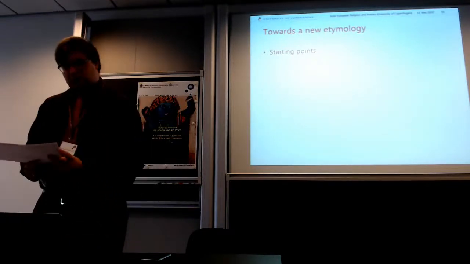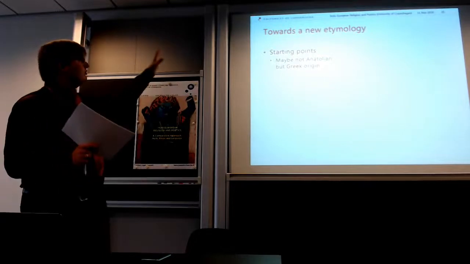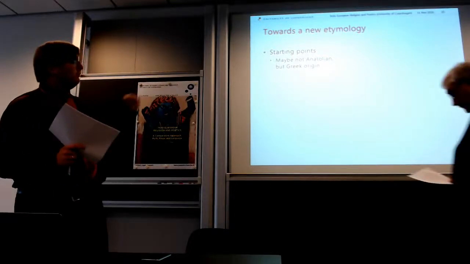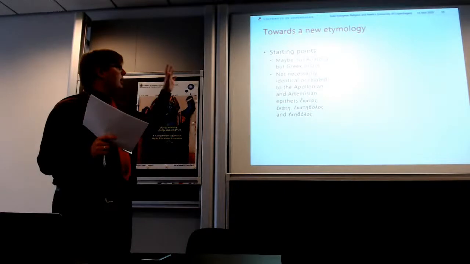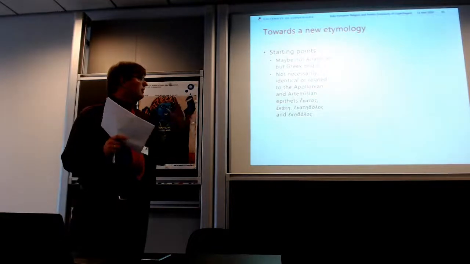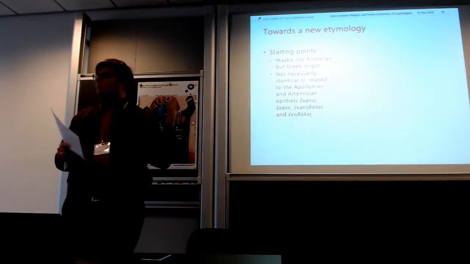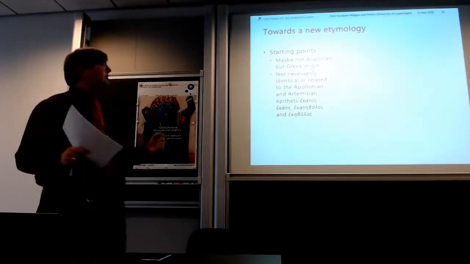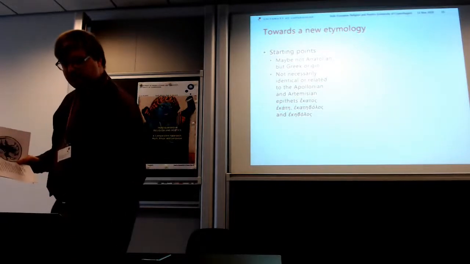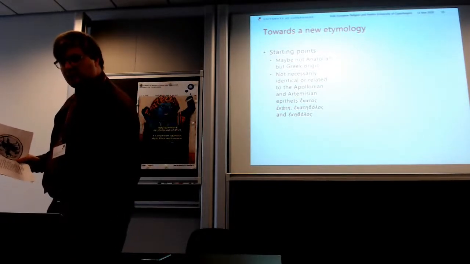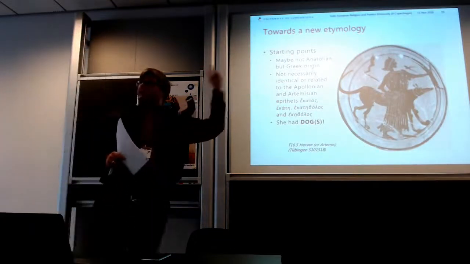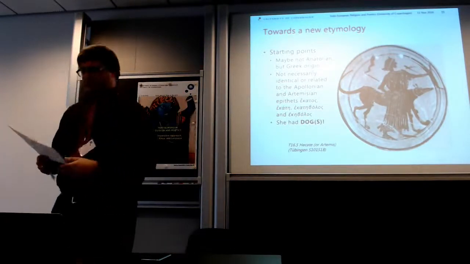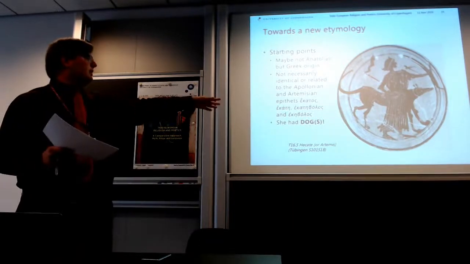So we can see here as a starting point that her origin may not be Anatolian, but Greek. She's not necessarily identical to or related to the Apollonian and Artemisian epithets Hekatos, Hekatebolos, and Hekate Beletes, which is also attested. Mainly because she is rarely depicted with a bow, though we have a bow there, so I'm not sure that von Rudloff is right there. But that, of course, might also be a depiction of Artemis.